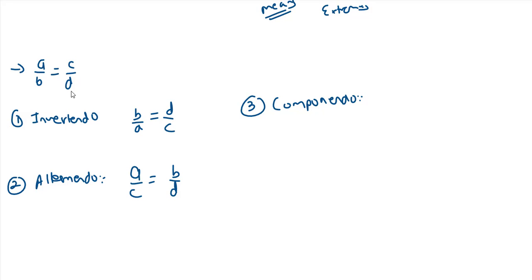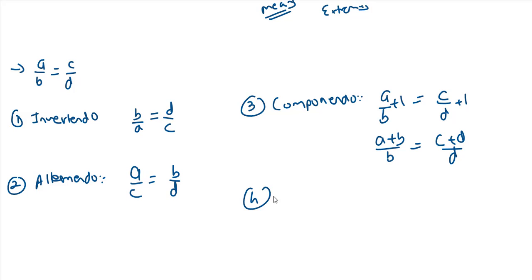It is nothing but adding 1 to both the sides. So we'll have A by B plus 1 will be equal to C by D plus 1. So we will get (A plus B) upon B will be equal to (C plus D) upon D. The fourth rule is the dividendo.